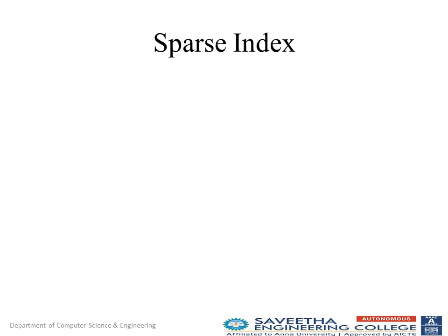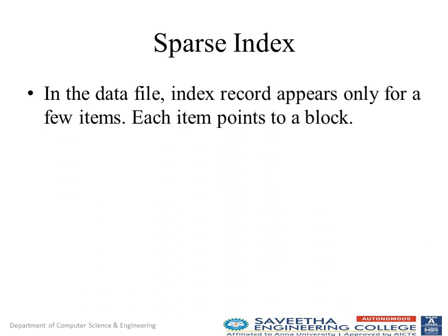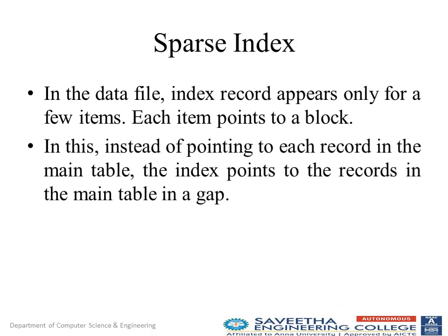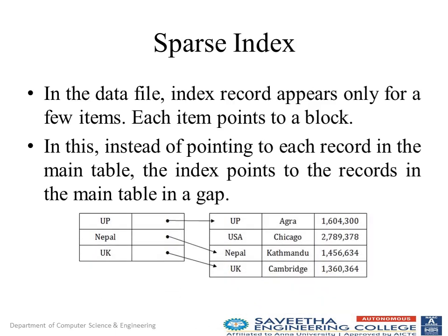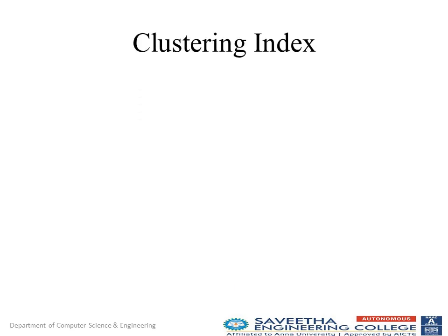Next is the sparse index. In the data file, index records appear only for a few items, not for all the data items. Each item points to a block. Instead of pointing to each record in the main table, the index points to the records in the main table with a gap. For example, UP has the index record, whereas USA does not have. Nepal has the Nepal record, UK has the UK.